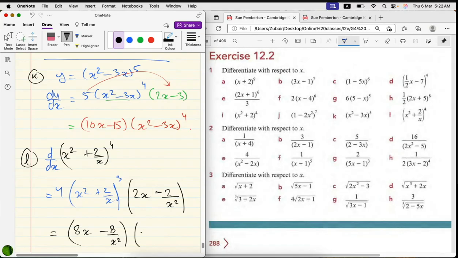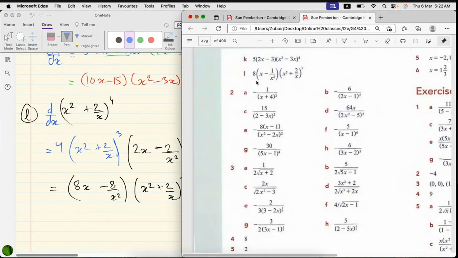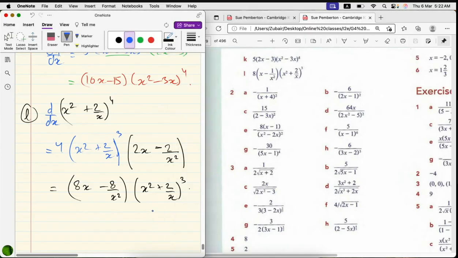8x. Sorry? I thought you said 4x. No, (x squared plus 2 over x) to the power of 3. Yeah. So then we would take out 4 from that one to simplify it further, right? That's what it answers. Is that necessary, or can we leave it like this?